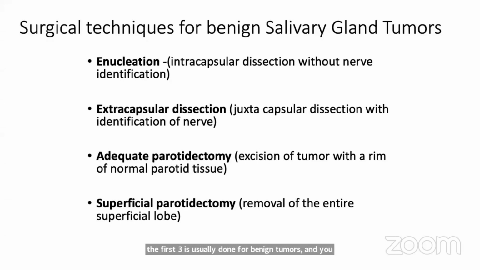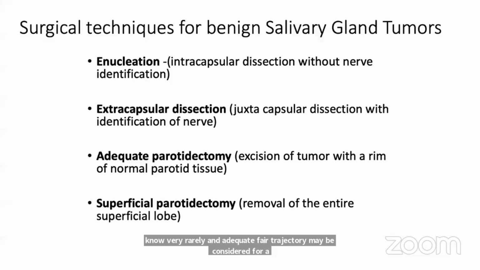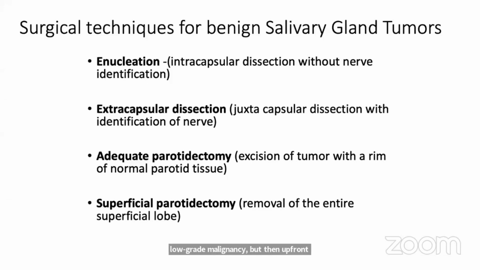Very rarely an adequate parotidectomy may be considered for a low-grade malignancy. But upfront, it's difficult to be sure whether it is a low-grade malignancy or a benign tumor. If you have done an adequate parotidectomy thinking it to be benign, and sometimes it turns out to be a low-grade malignancy, depending on the case and the clinical and radiological findings, we may at times just stop at adequate parotidectomy. But that's not always planned.